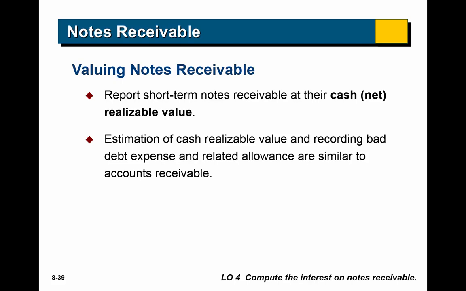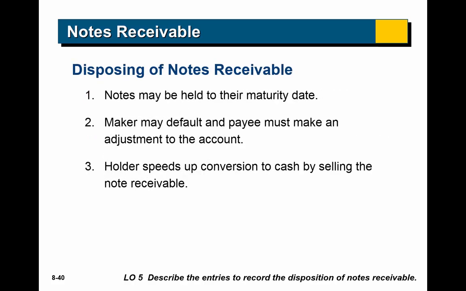Again, notes are shown at their net realizable value. And we sometimes have to estimate how much is uncollectible, just like we did with accounts receivable. Sometimes we have to dispose of a note receivable. There are 3 ways you dispose of one. Either they get paid off at their maturity date, that's the way they're supposed to be handled, and so we have to get them off our books once they're paid off.